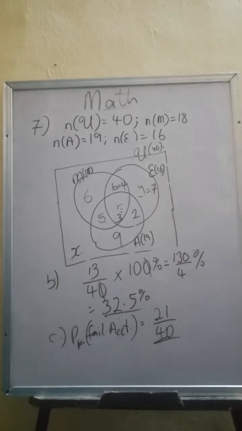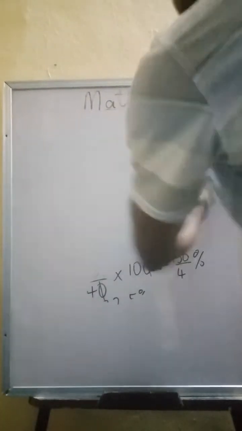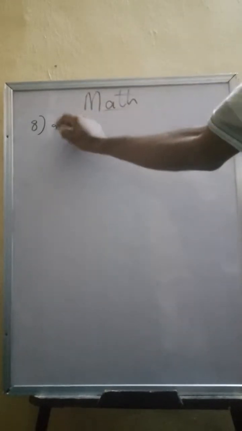So welcome back. I'll just wipe the number 7. We'll move on to number 8. On the A part of number 8, it says we should divide the two algebraic fractions here, and we'll have to divide.